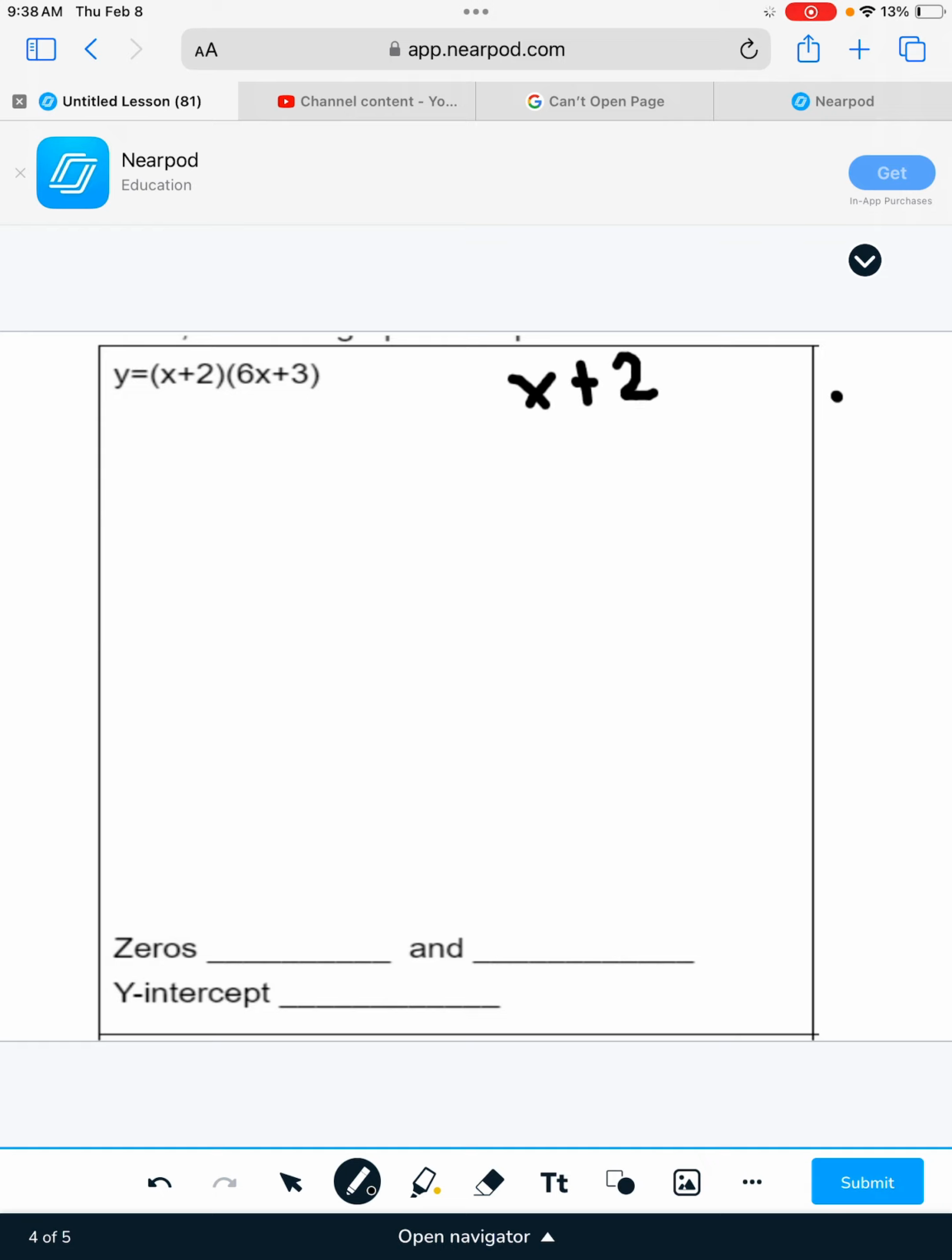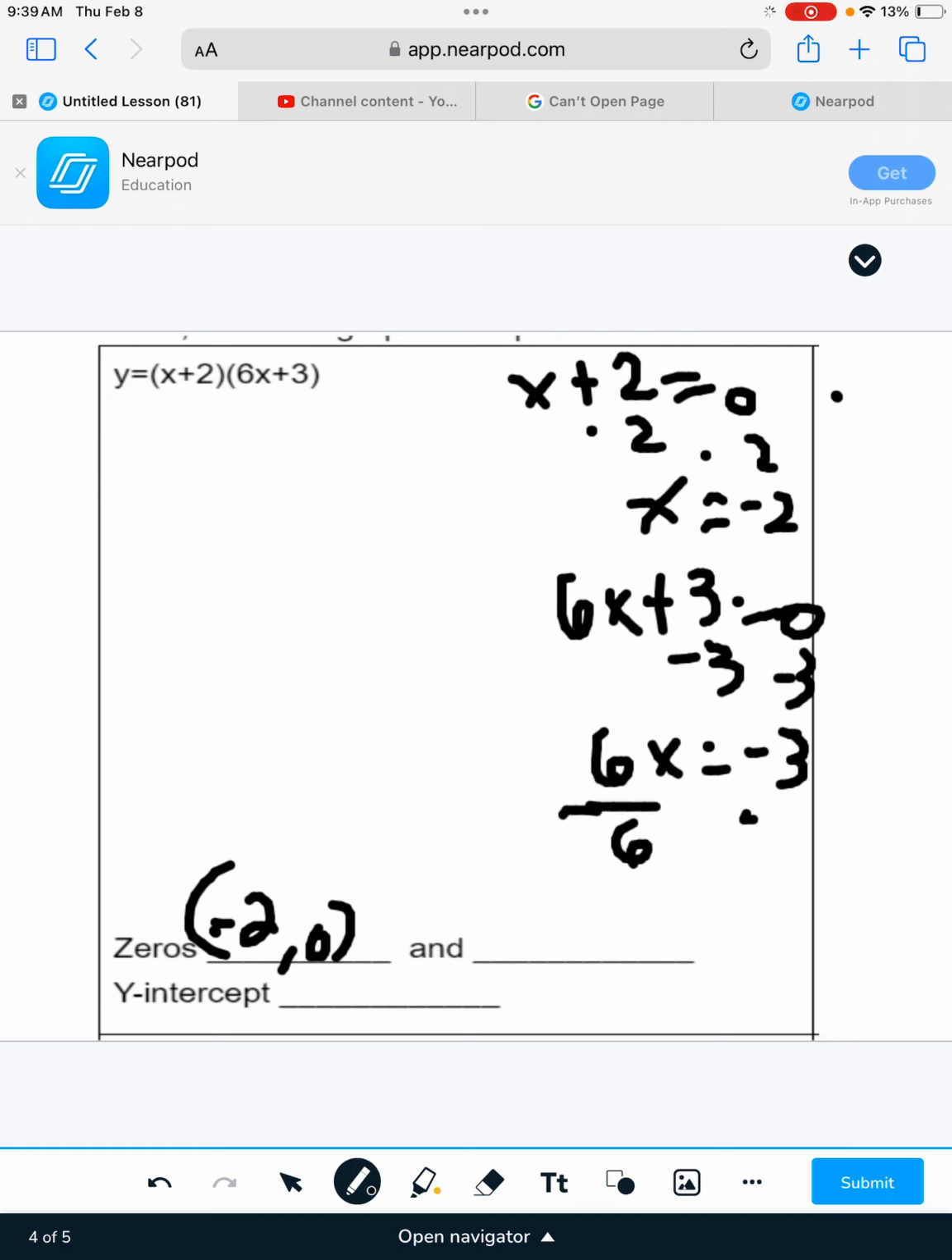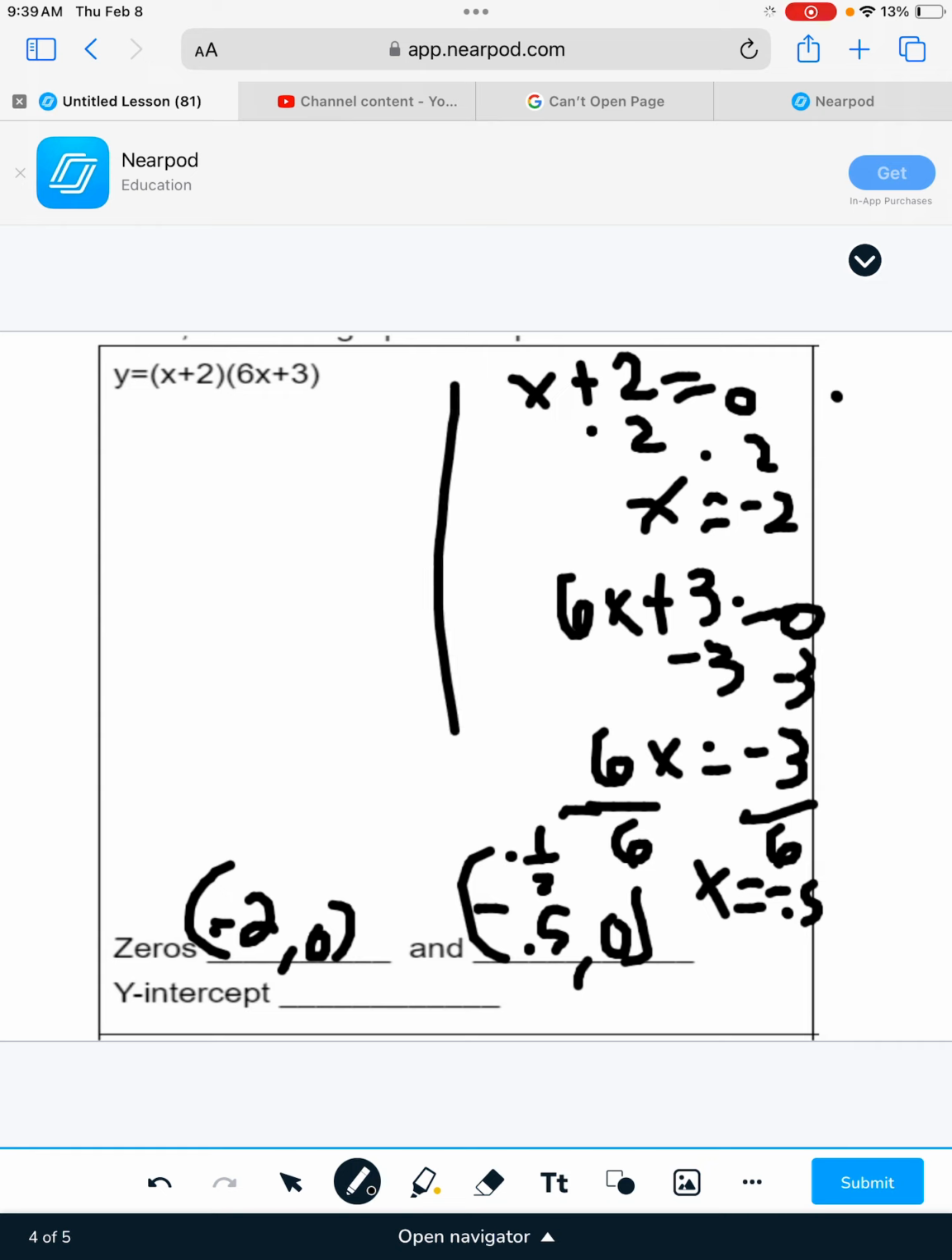So x plus 2 equals 0. I take away 2. X is negative 2. So negative 2, 0 is going to be my first zero. 6x plus 3 equals 0. Minus 3, 6x equals negative 3. And then I divide by 6, x is negative 0.5. So if I do negative 0.5, 0, or negative 1/2 instead would be the same thing, that would be my zeros.